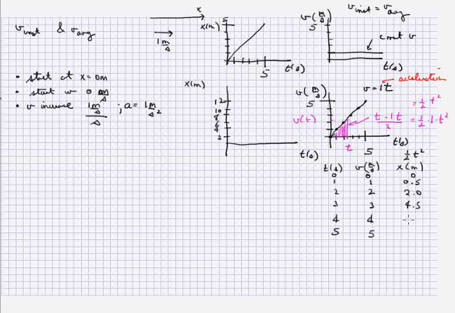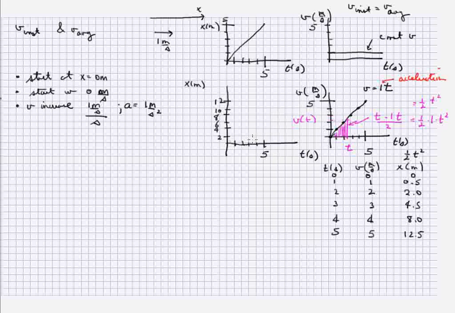And 4 squared divided by 2 is 8.0. And 5 squared divided by 2 is 25 over 2, which is 12.5. And so now we can plot that data on the x versus t graph right here. So here are my 1, 2, 3, 4, 5 points.